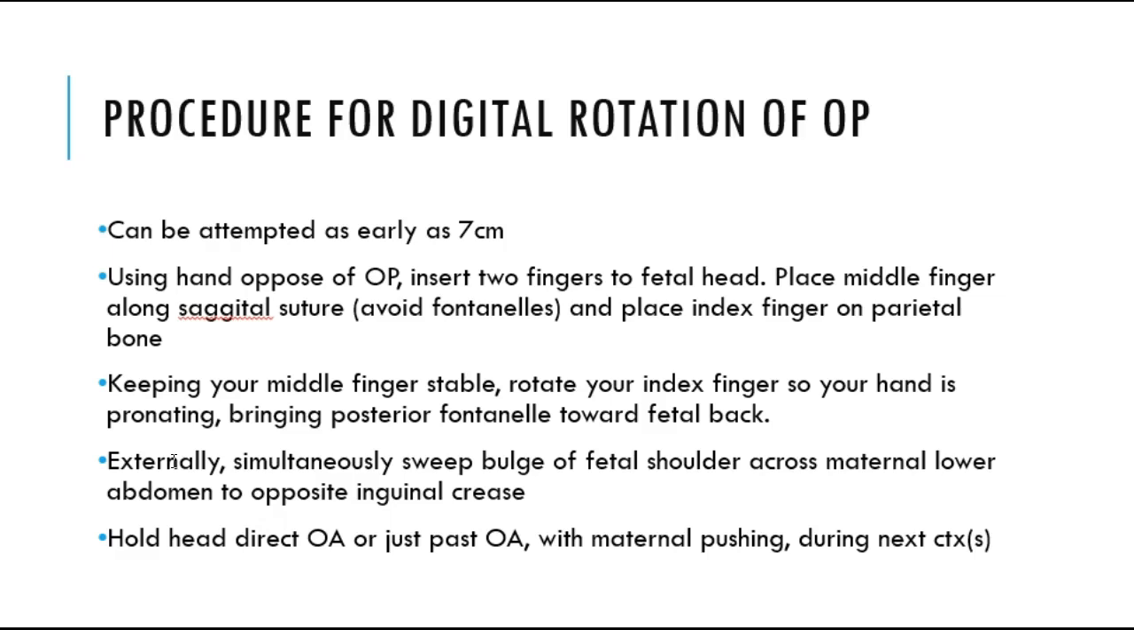Your index finger is going to be just anywhere on this parietal bone. We're never pushing into fontanelles. Then you keep your middle finger stable, and you take this finger and rotate it. Less likely to be successful than a manual rotation, but you could try. So as early as 7 centimeters, you could try. If you've been super sluggish, ideally you're waiting until we're complete, but if we're just not turning and this labor's a mess, see if you can turn it. 7 centimeters is kind of enough to get your fingers in there.